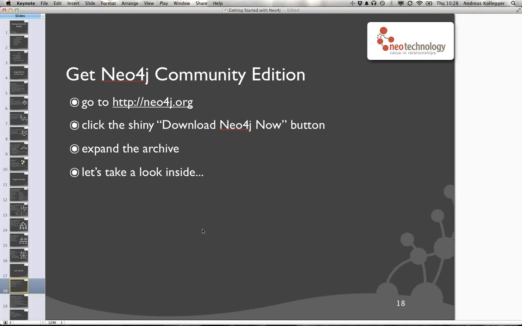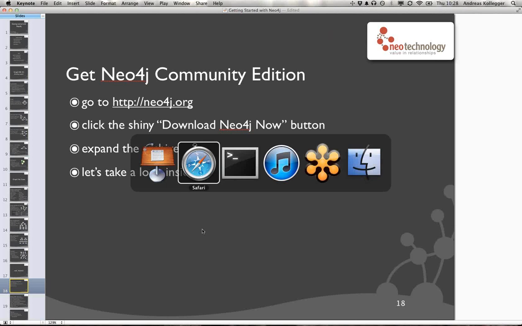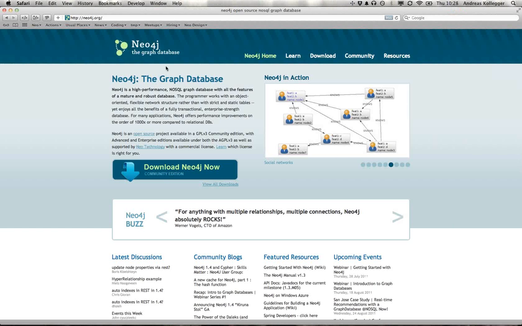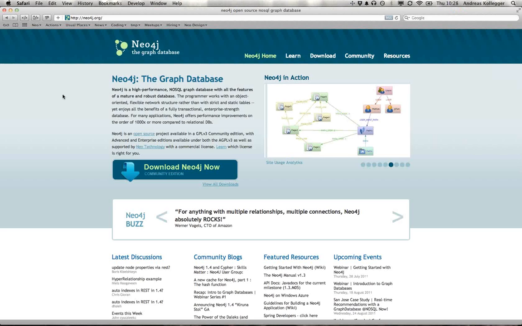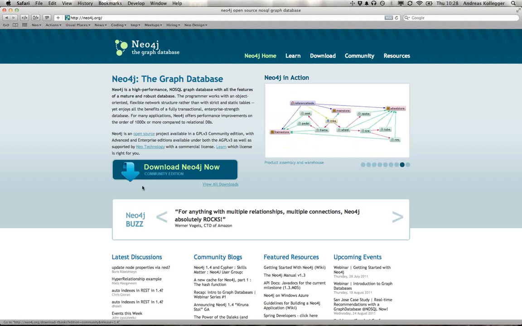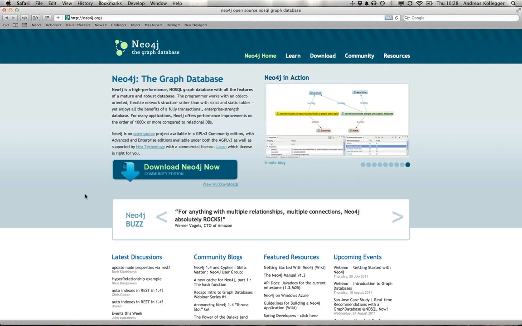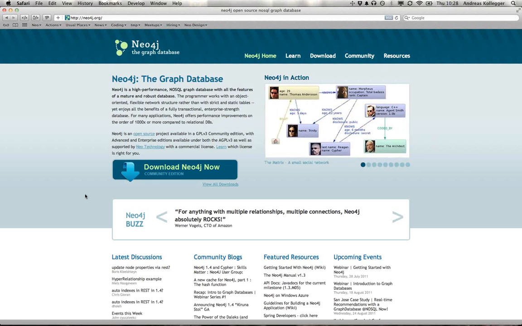Okay, so if I was actually downloading it, I would have first gone to neo4j.org, our beautiful website. This here is the shiny button I was referring to for the download now. It will download the Community Edition. Neo4j is available in 3 versions. We have the Community Edition, which is the base level server, which has all the functionality for storing tons and tons of data and all the algorithms you could possibly want.